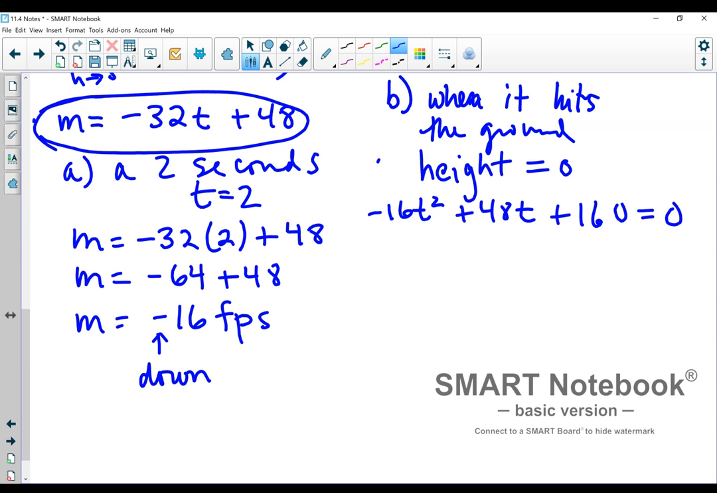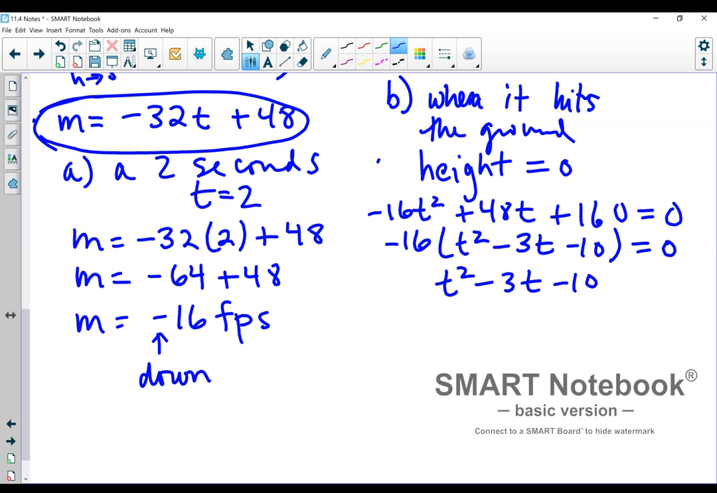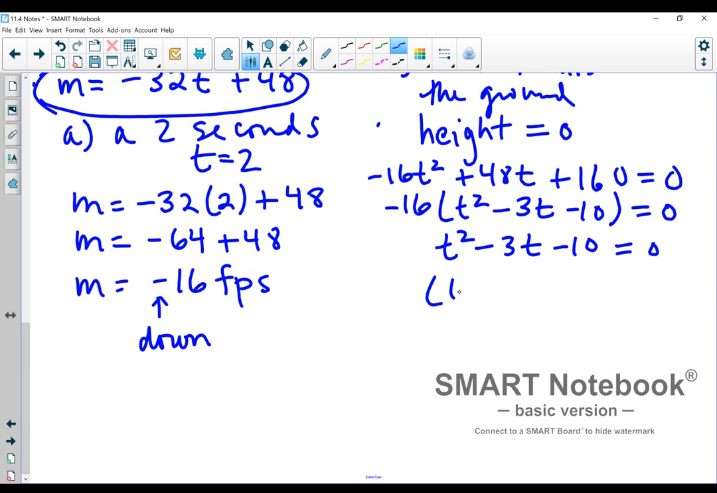So I can go ahead and factor a negative 16 out of all of these, which is good because I don't really want to factor with it there. And then I can divide that out because it's just a constant. So I end up with t squared minus 3t minus 10. And remember, we're finding the time when it hits 0. And then I want to factor that.